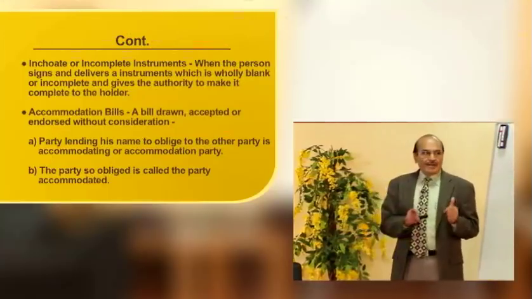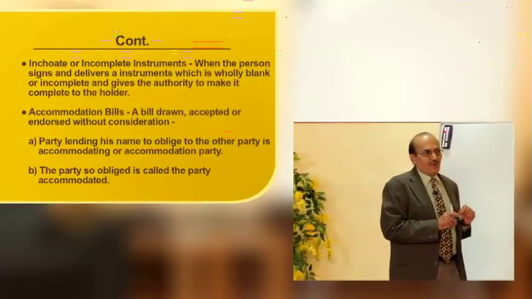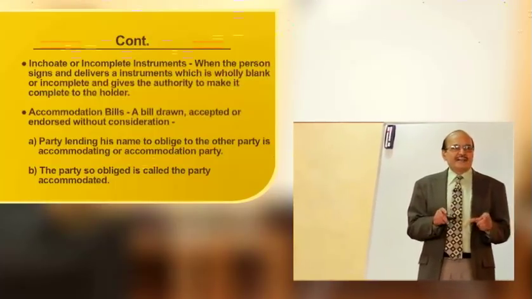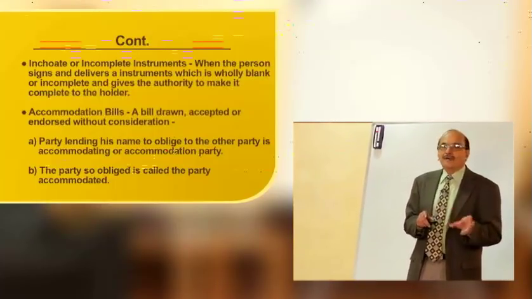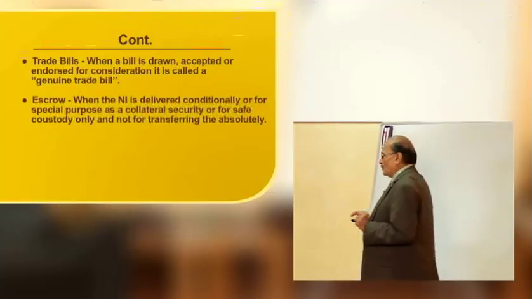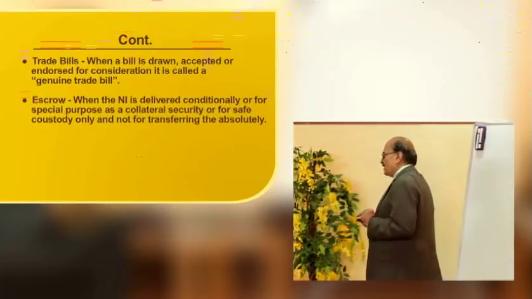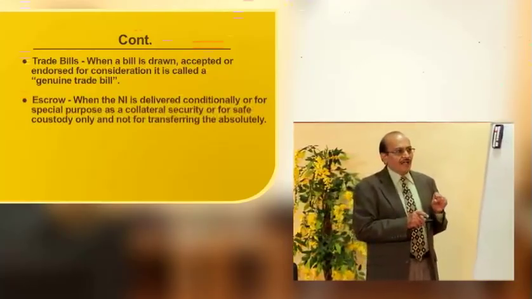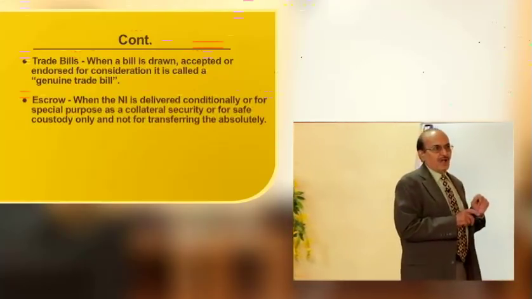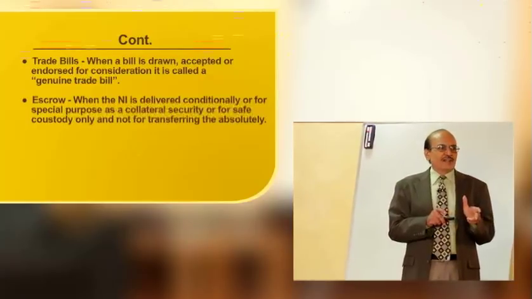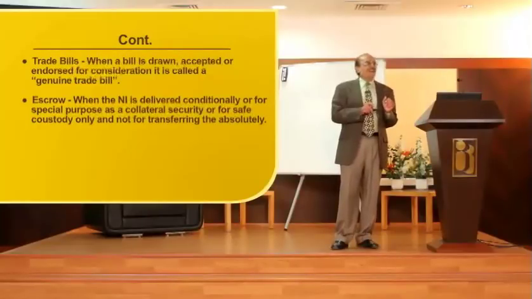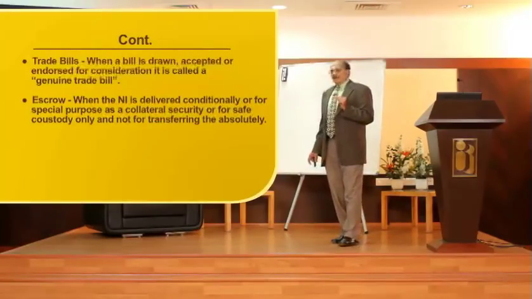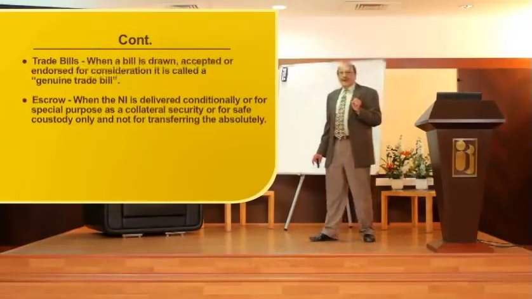Then we have trade bills. When a bill is drawn, accepted or endorsed for consideration, it is called a genuine trade bill. Escrow. When a negotiable instrument is delivered conditionally or for a special purpose as a collateral security or for safe custody only and not for transacting absolutely, it is called escrow.